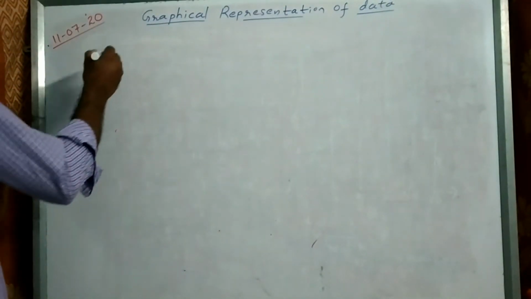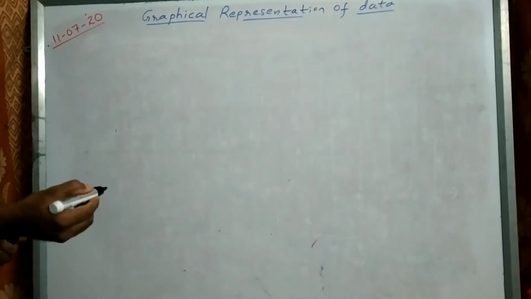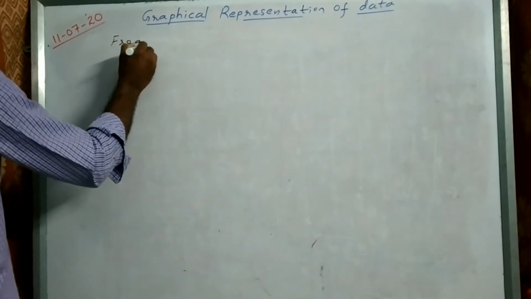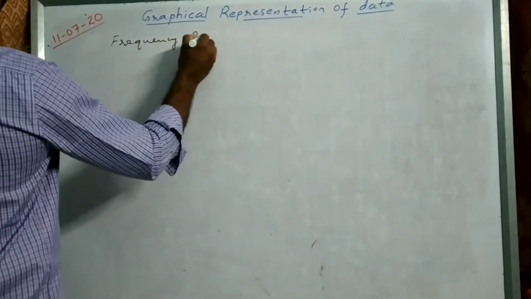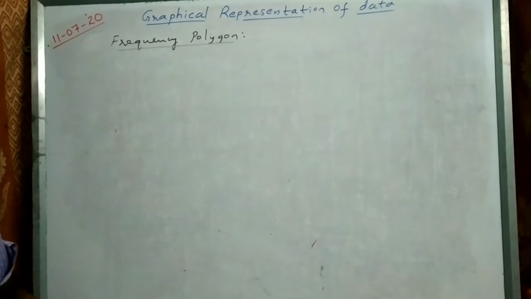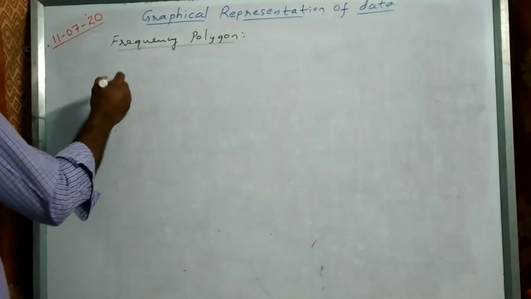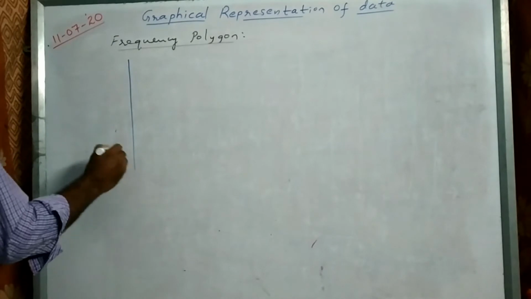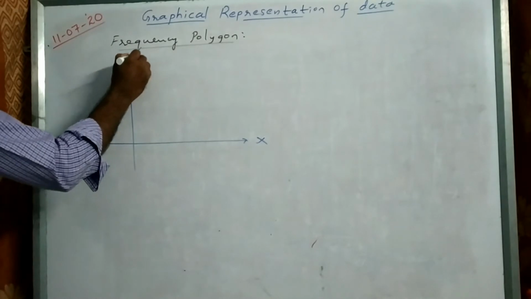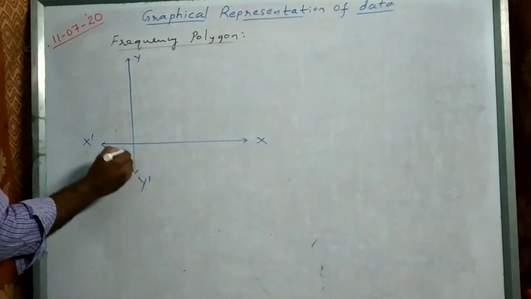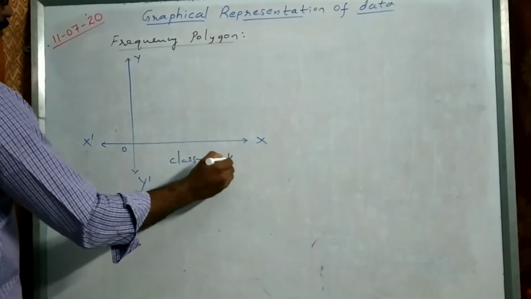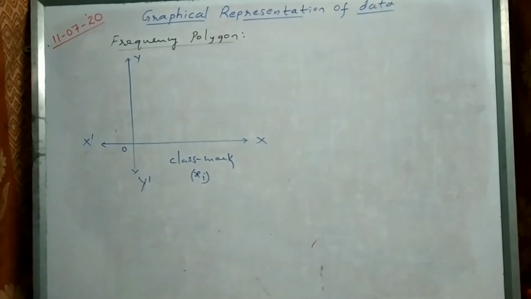So next, without drawing histogram, how do we draw frequency polygon? Frequency polygon. Okay. How do we draw frequency polygon? You have to take on x-axis, this is x dash, y dash, 0. On x-axis you must take class mark. Yesterday I told you how to find class mark. It is denoted by xi.